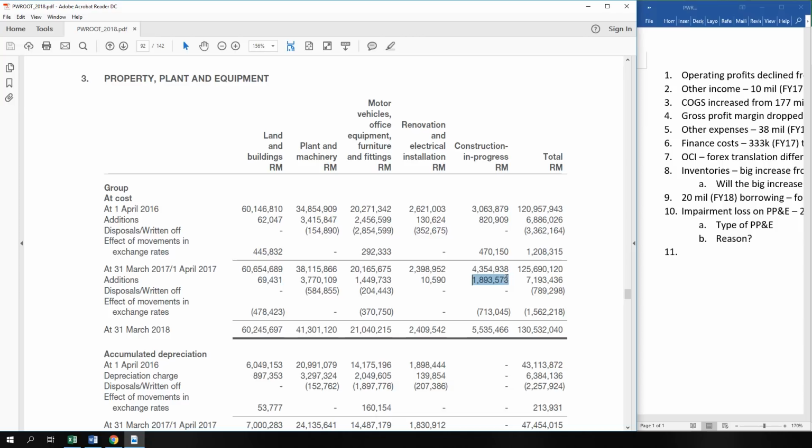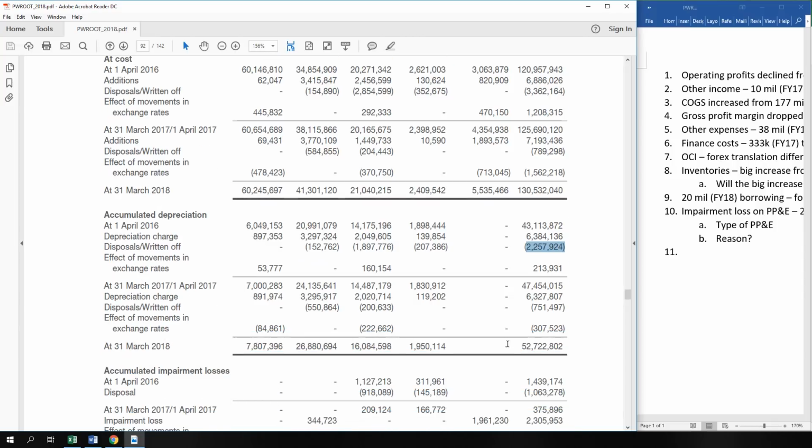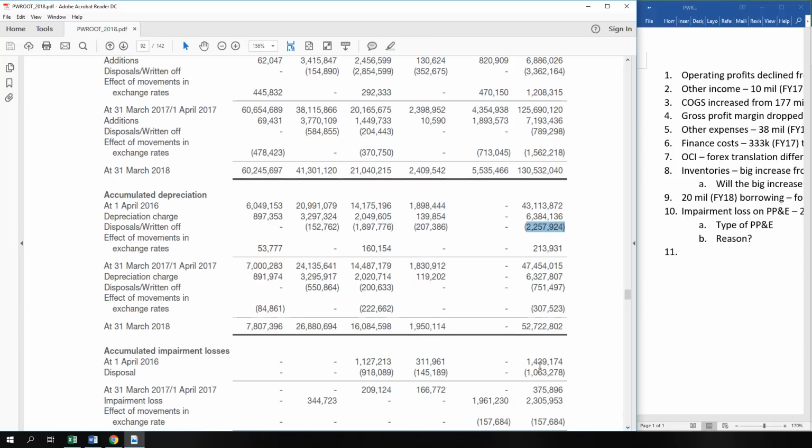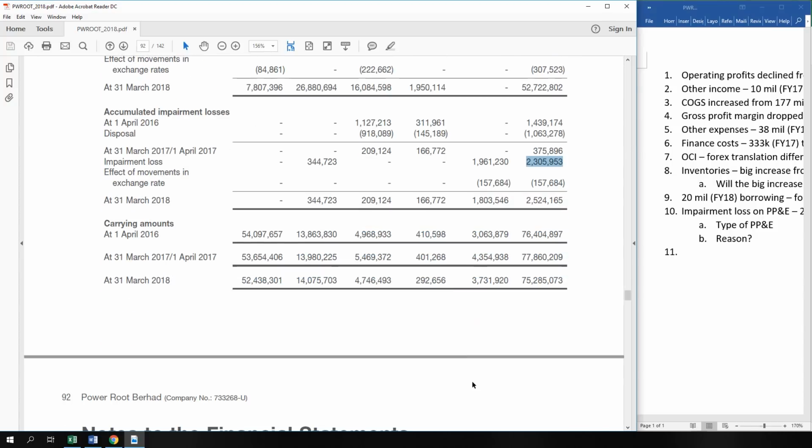There was about 1.9 million of additions of PP&E and about 2.3, sorry, this is the depreciation. Okay, impairment loss. Yeah, here we have about 2.3 impairment loss. Other than this, I can't find other issues. Let's go down.